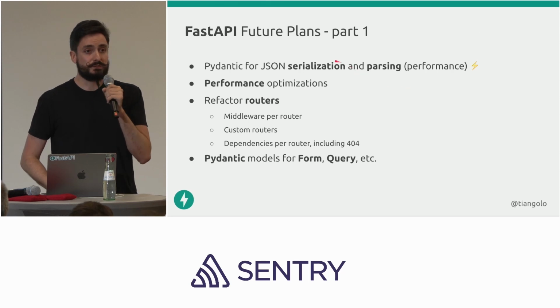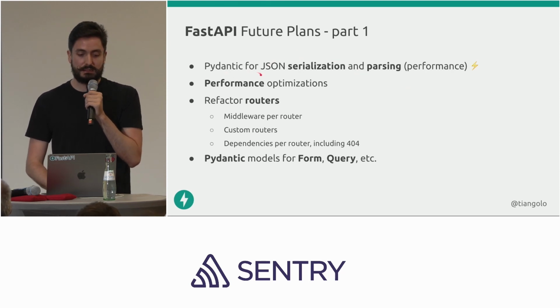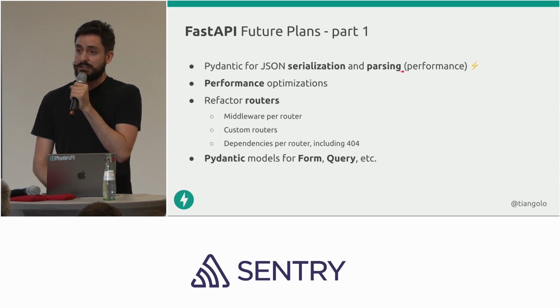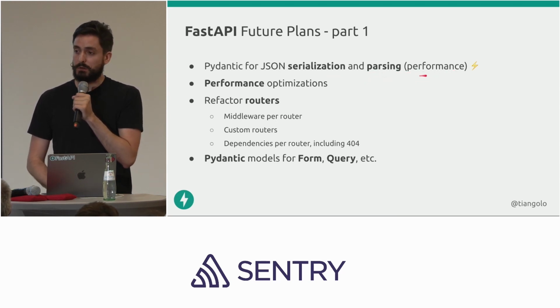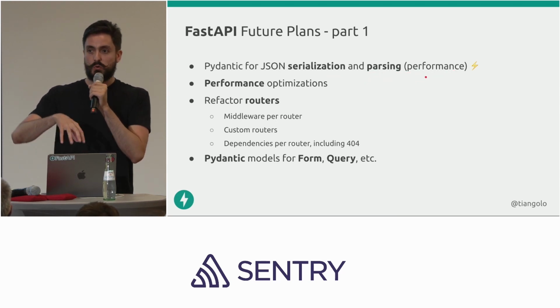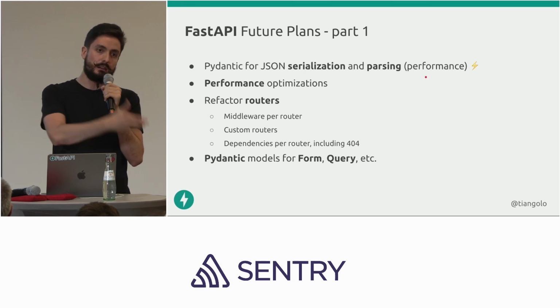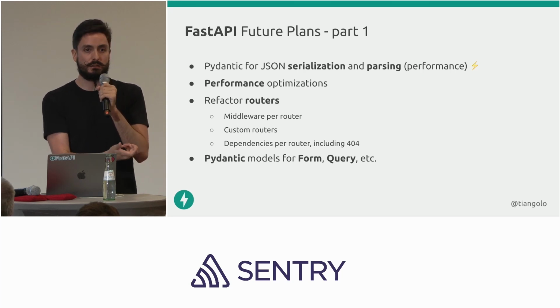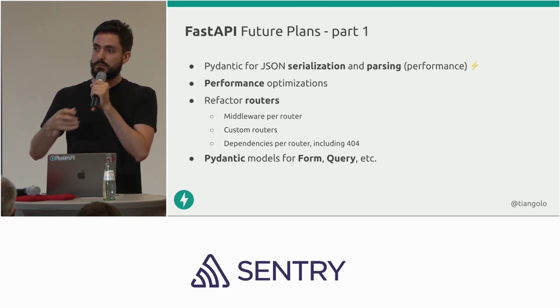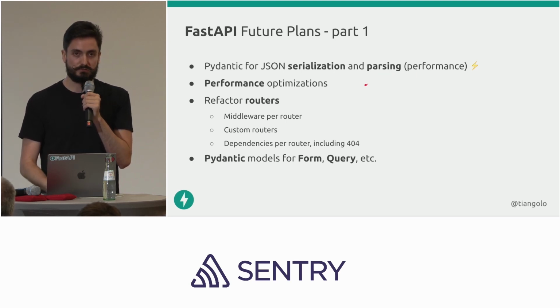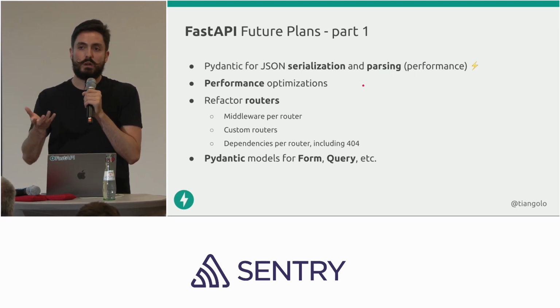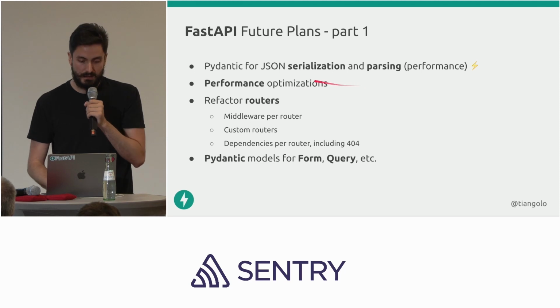Now, the future plans for FastAPI itself. Pydantic is going to be used for serialization and parsing. This is going to improve the performance a lot, because all that logic is going to go to the Rust side instead of being on the Python side. So all the JSON parsing and serialization is going to be done on the Rust side through Pydantic. You don't have to do anything for that. It's just going to happen.